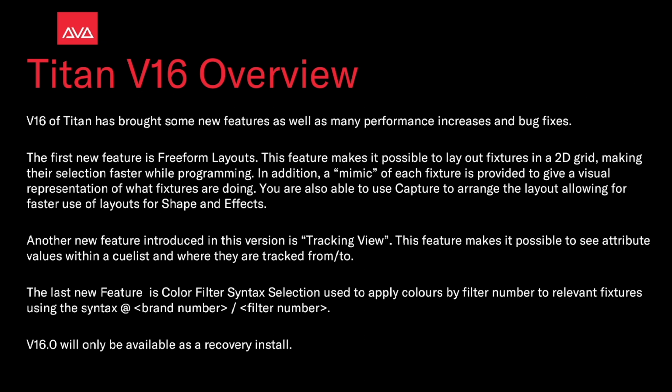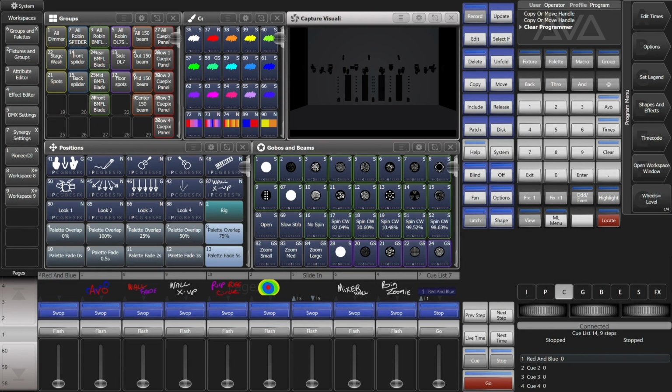Another feature introduced in this version is Tracking View. This feature makes it possible to see attribute values within a key list and where they are tracked to and from. So let's have a look at that. So here I'm on version 16 again.